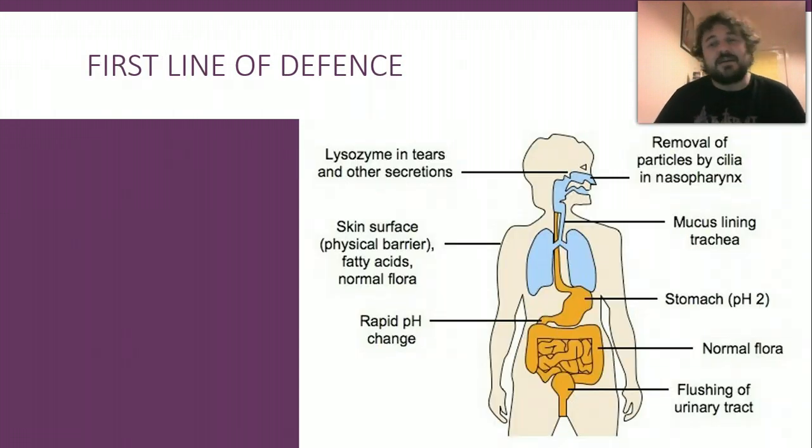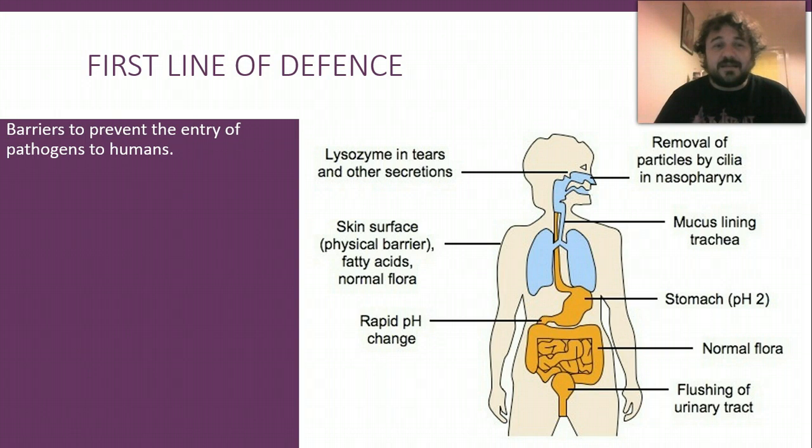All right, first line of defense. Basically, these are barriers that prevent entry of pathogens to our body. Now, these can be both physical and chemical, and we've got a list of a bunch of them here. So we've got lysosome, which is something in our tears and other secretions, and that's an enzyme that breaks down bacterial cells. We've got cilia, so nose hairs, hair-like structures that pull particles out and prevent them from getting down. Mucus lining traps it.